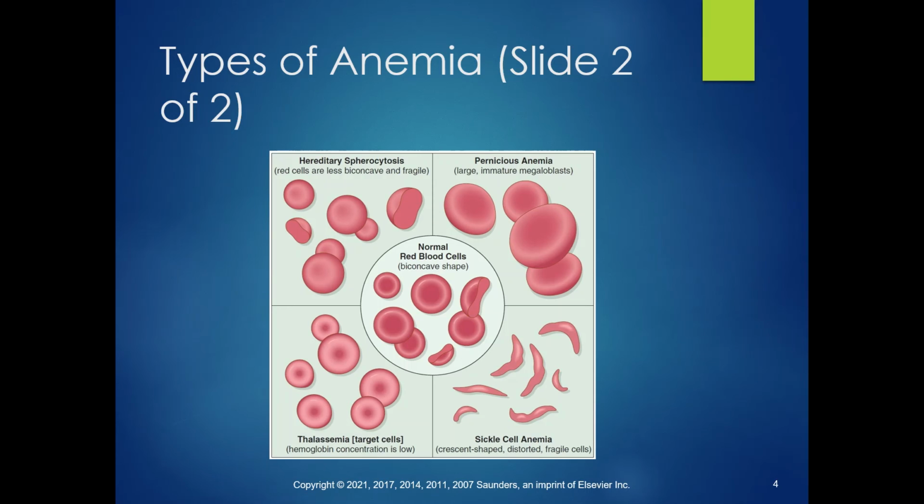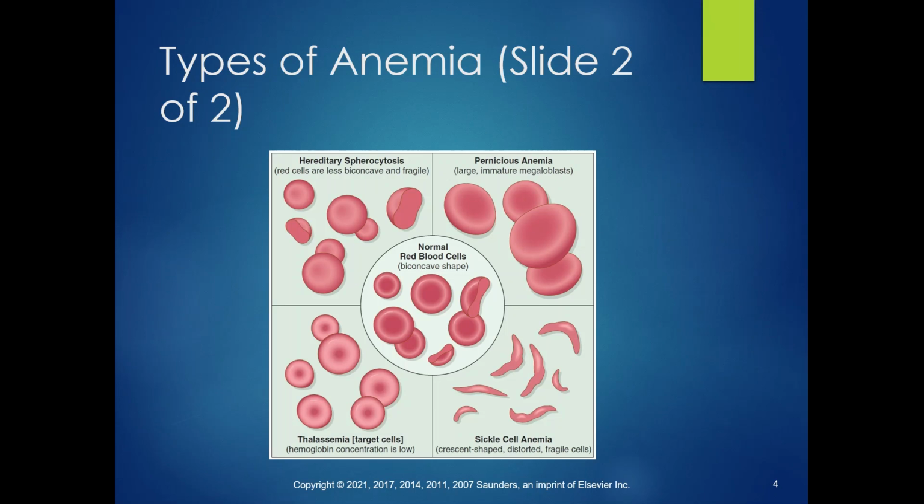Moving over in a clockwise fashion to the top right, pernicious anemia, resulting in large, immature red cells called megaloblasts, and this is the condition associated with not pulling in enough B12 from our diet. Continuing in the clockwise fashion to the bottom right, sickle cell anemia results in crescent-shaped, hemolyzed, or morphologically affected cells that are distorted in shape and fragile. This affects things like their surface area for sure, and in any case, it's a hereditary condition.